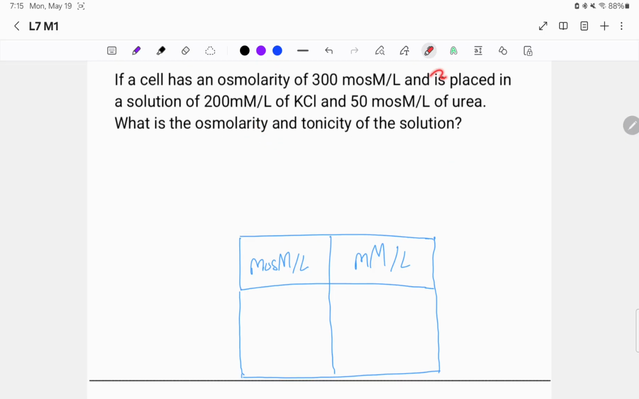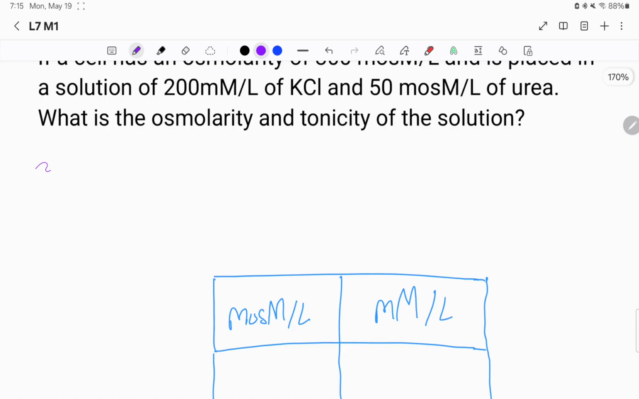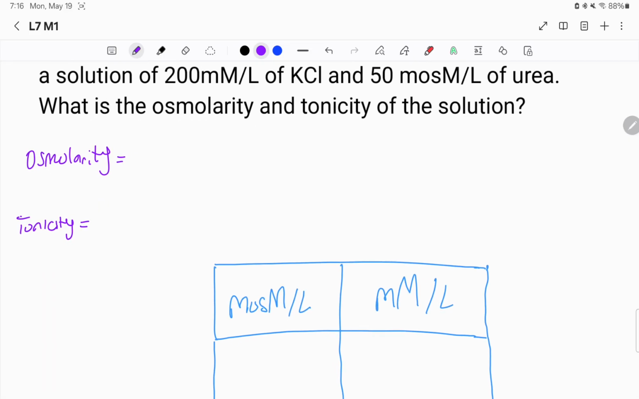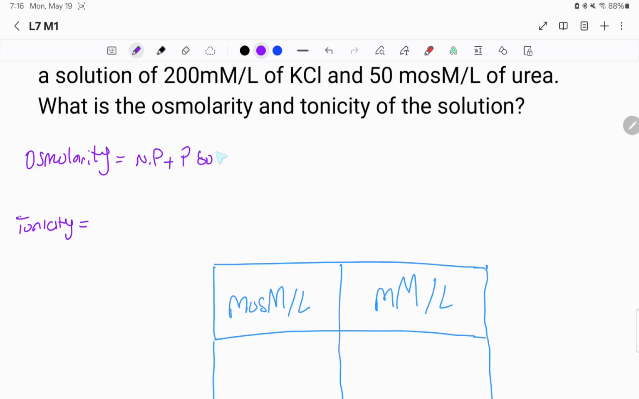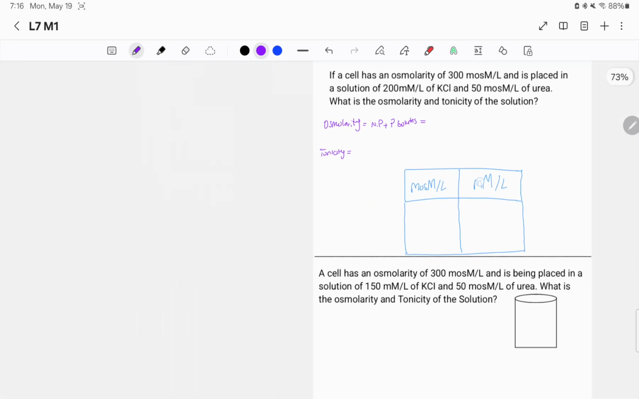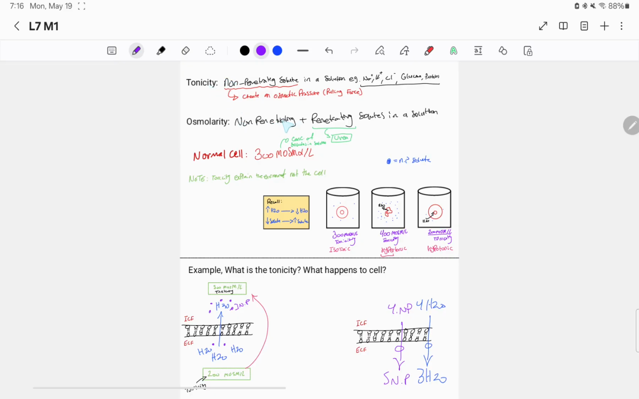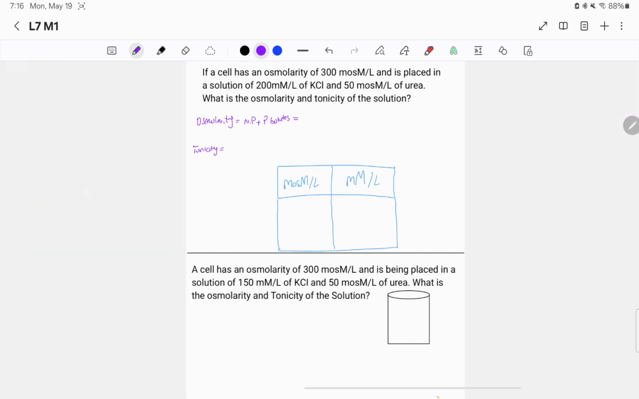Okay? All right, so let's do this example of a question. The first thing I usually like to do is write down what I'm asked for. So I'm asked for osmolarity, and I'm asked for my tonicity. Now, with the osmolarity, we know that it asks me for calculating non-penetrating and penetrating solutes. So if I want to figure out the number, I just have to plug the non-penetrating plus the penetrating values in. And I know this because of our definition right over here.